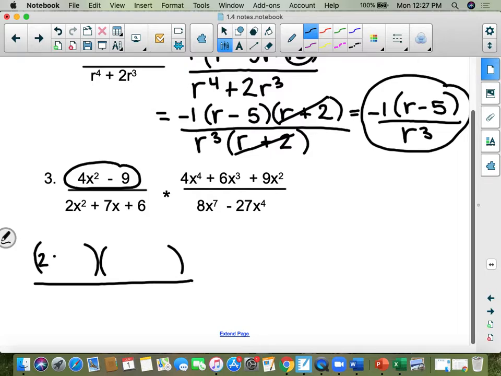I know I need to put a 2x here, and I know I need to put a 2x here. I know it needs to be a +3 and a -3. And I just factored 4x squared minus 9.